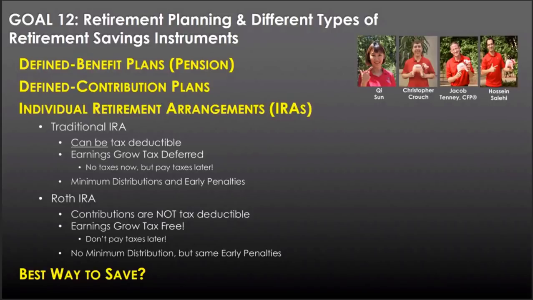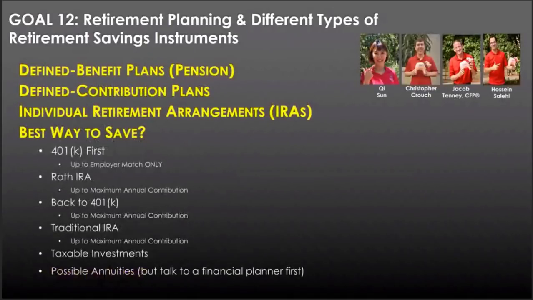Okay, so the IRS forces you to take out money and pay taxes, and that's why we have the required minimum distribution, or RMD, each year from, of course, traditional IRA. So this difference is really important to consider. All right, and what's the best way to save?